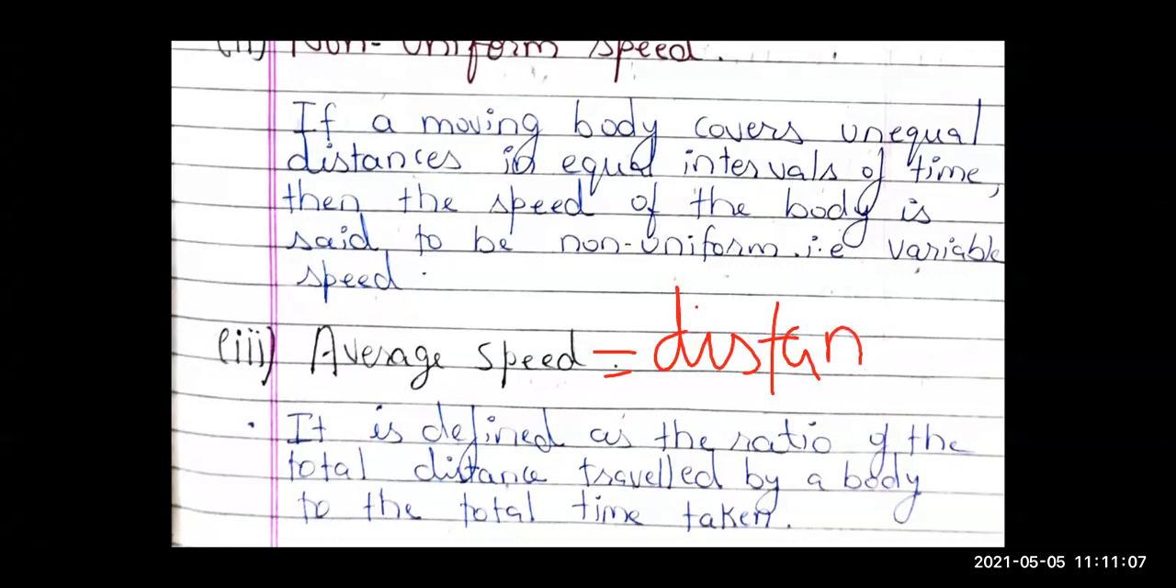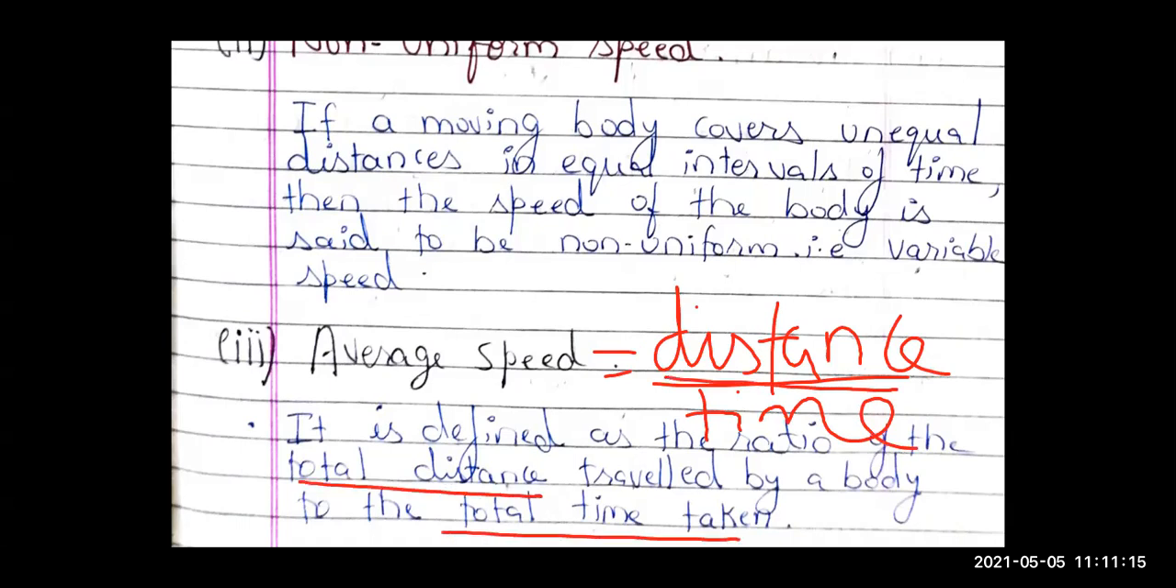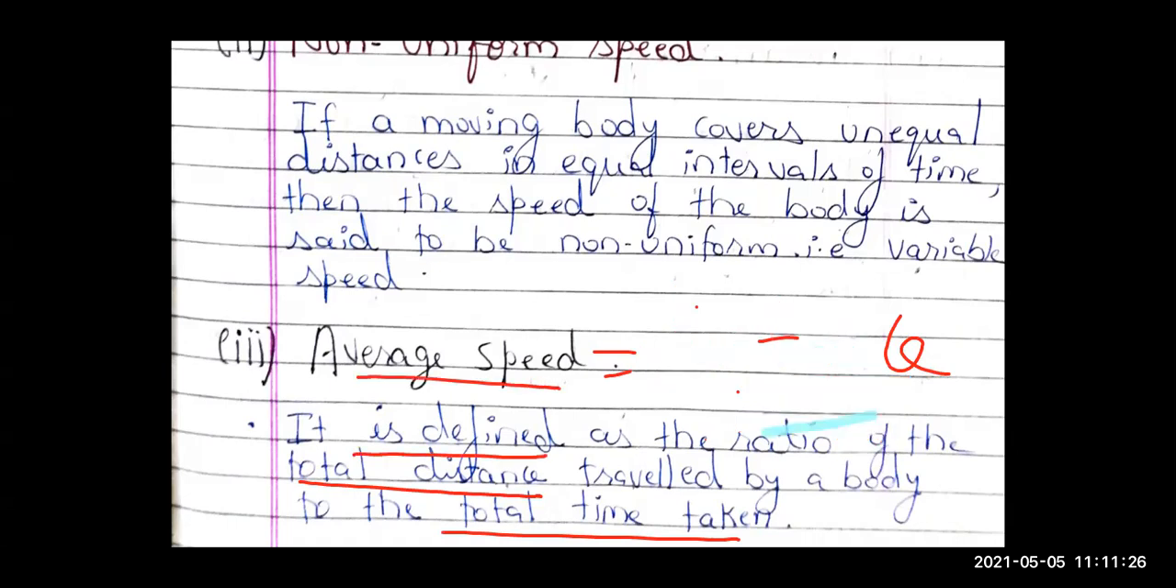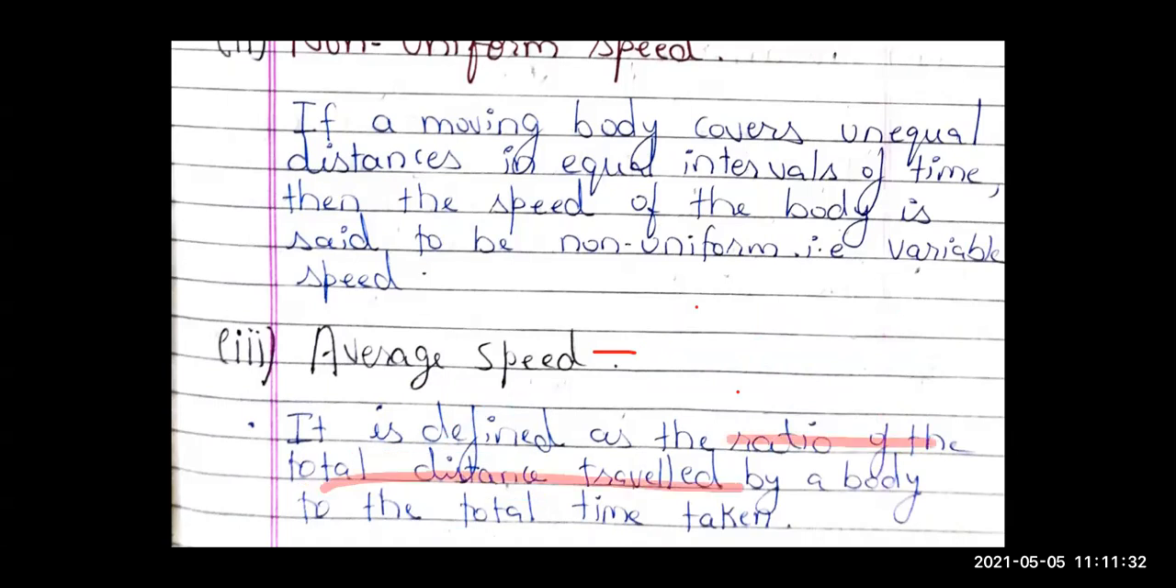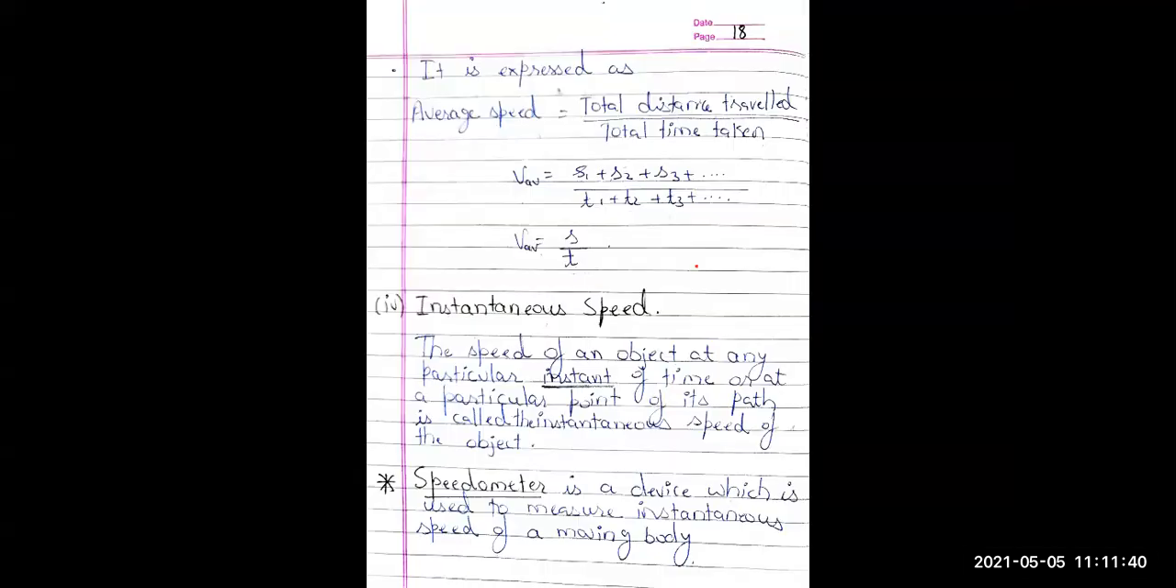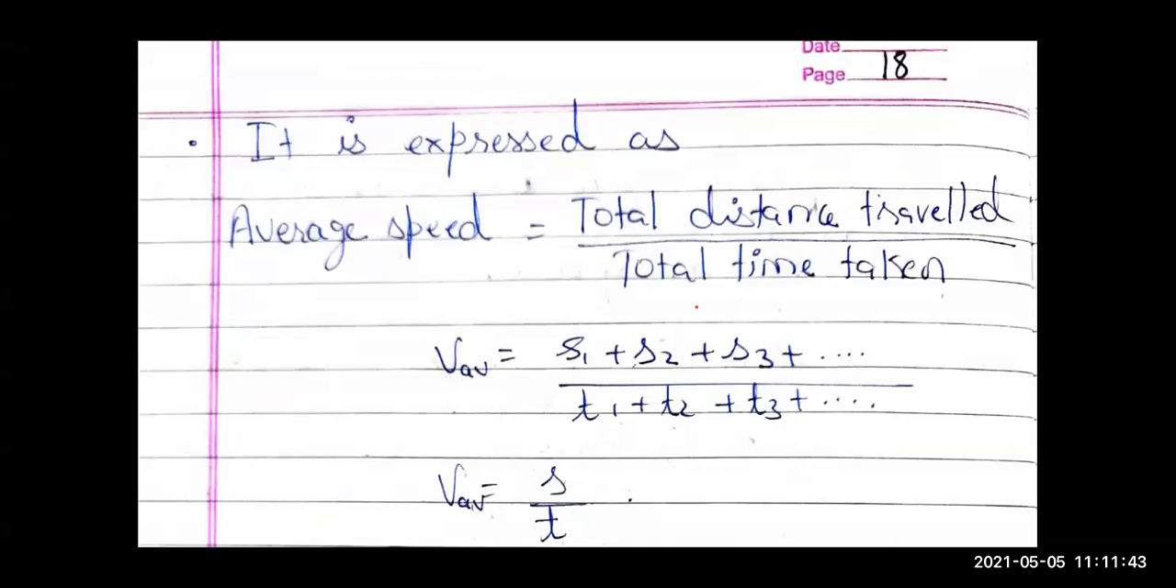So here, if you want to find the average, what will you do? You will divide the total distance by the total time. So if you take the total distance traveled by a body upon the total time taken, that is your average speed. So average speed can be defined as the ratio of total distance traveled by a body to the total time taken, right? So mathematically, it can be written as average speed equals total distance by total time.